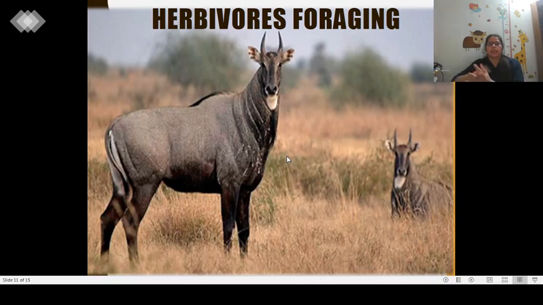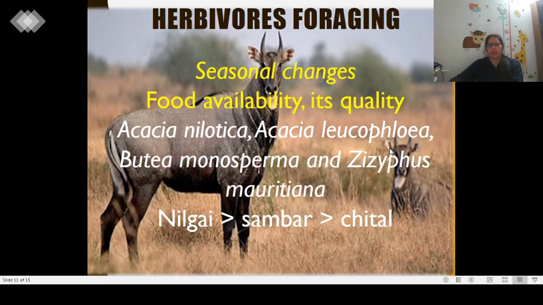Nilgai is a mixed feeder. It can graze as well as it can browse in varying proportions throughout the year, but dominantly it is a browser. The preferable plant species of Nilgai are Acacia nilotica, Acacia leucophloea, Butea monosperma, and Ziziphus mauritiana.